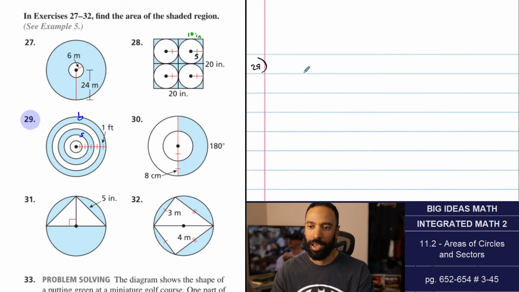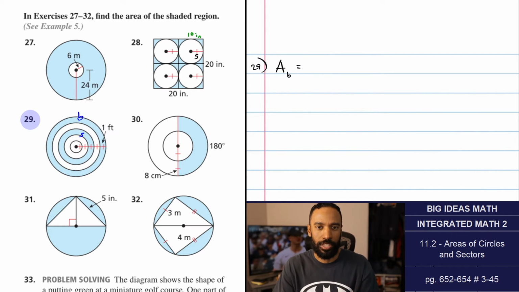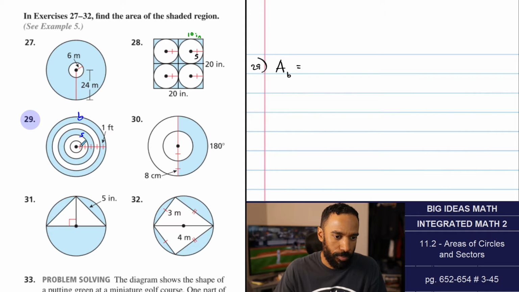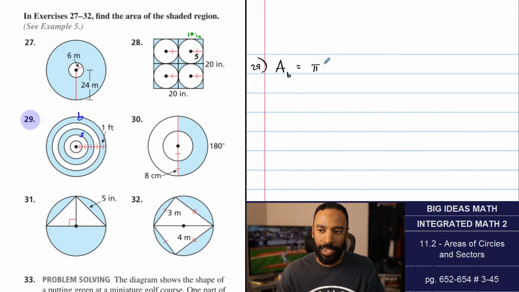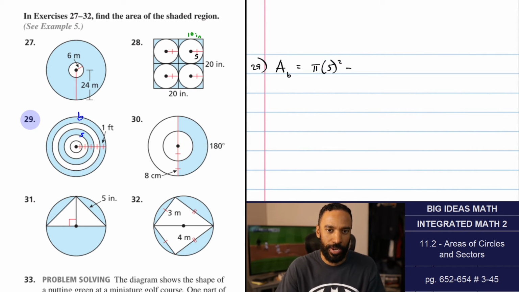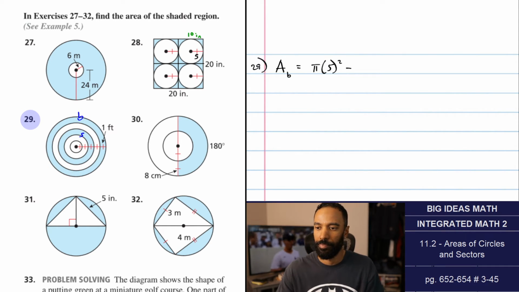So the area of the B, the area of the bigger one, as these are all 1 foot, 1, 2, 3, 4, 5. There are 5 of them. So that radius is 5. So pi times 5 squared. Now we have to take out the area of the white region within there. That's just anything inside there. That's pi times 4 squared.